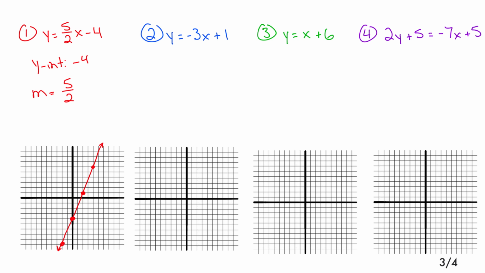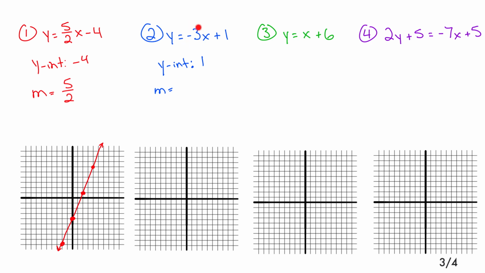For the next problem, problem number 2, my y-intercept is going to be positive 1, and my slope is negative 3. Now notice that it's a little bit different than my first problem. My first problem had 5 over 2. It had a number to represent how I'm going to move in the y direction and a number on how I'm going to move in the x direction. That's why I went up 5 and right 2. This is not a fraction.